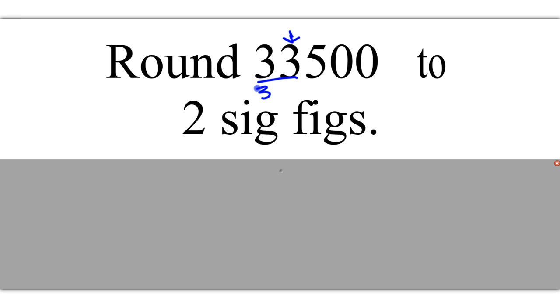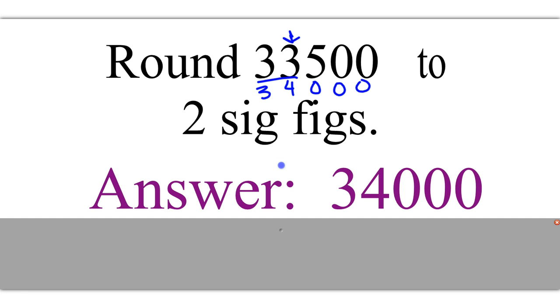So 3, and then because it's followed by a dead even 5 with no other numbers behind it, I want 3 to round up to be even, so it'll round up to be a 4. Remember, I'm going to change this to a 0, keep these zeros because I have to keep the value of my number intact. They are not trailing after a decimal, that's why we don't cancel them. So the answer is 34,000.